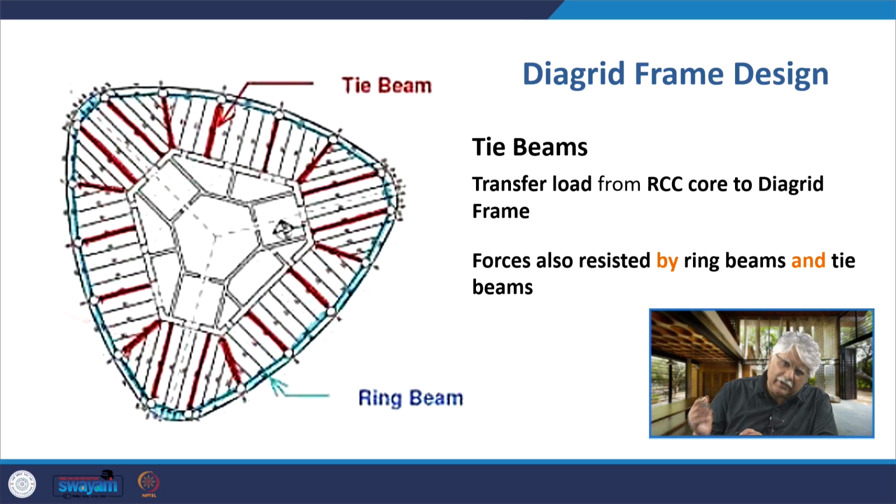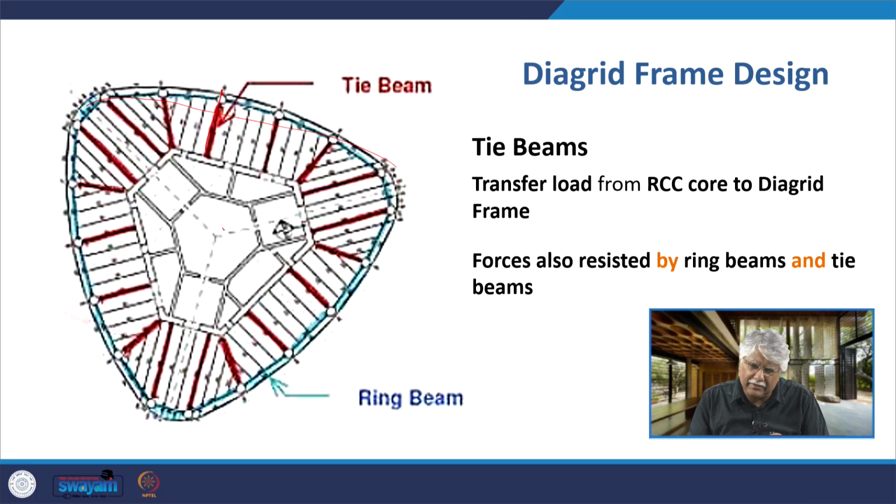There are of course the issue of tie beams. We will not go into details, but you see here outside is the Diagrid frame. The tie beams are connecting the core to the Diagrid frame and they are transferring load from the core to the Diagrid frame. Now the same thing also happens in moment frame.